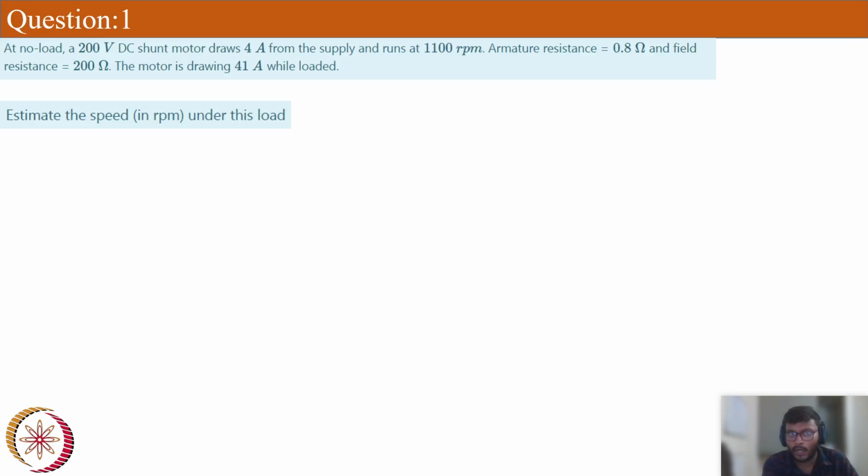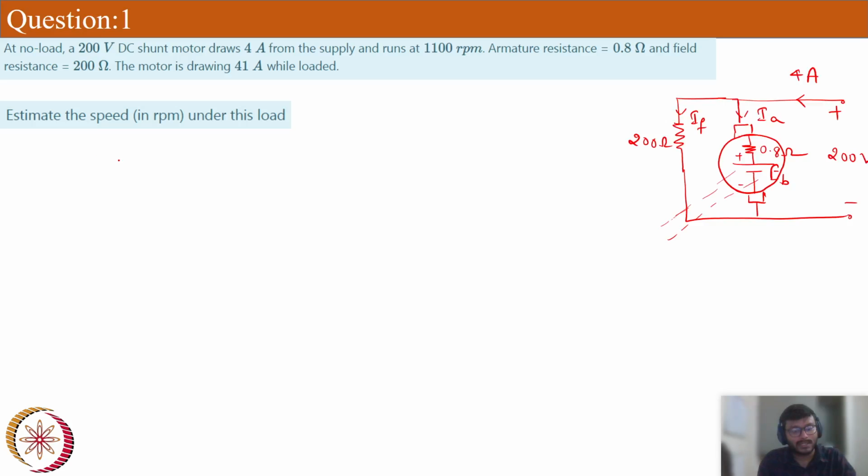Okay, so we were asked to estimate the speed under this load. In the equation it is also given as 1100 rpm, that is the no load speed. The no load speed is equal to 1100 rpm. I used capital N because it's in rpm. I should have used small n if it were in rps. It's just a convention, so keep it in mind so that you won't make mistakes while solving.